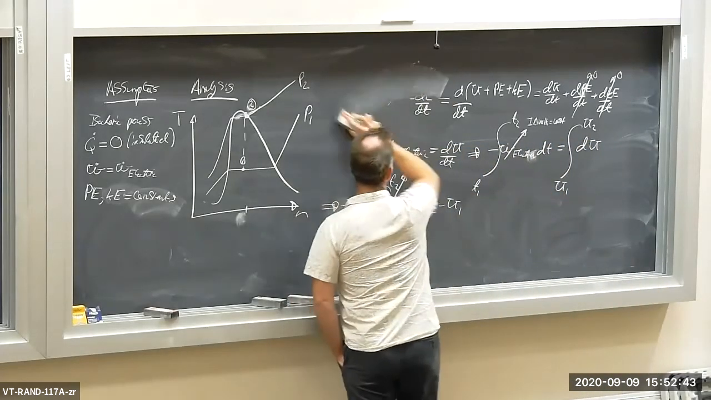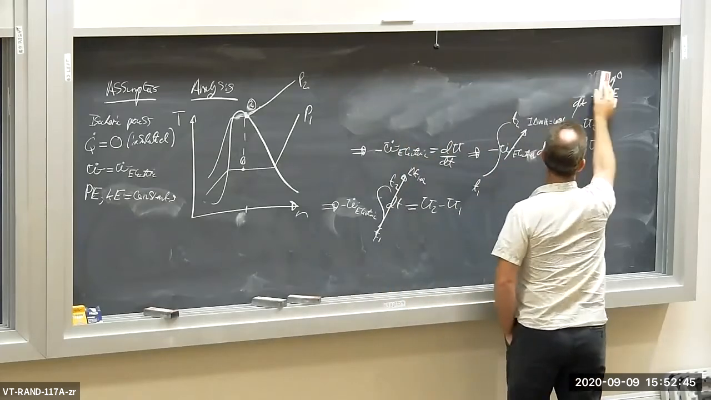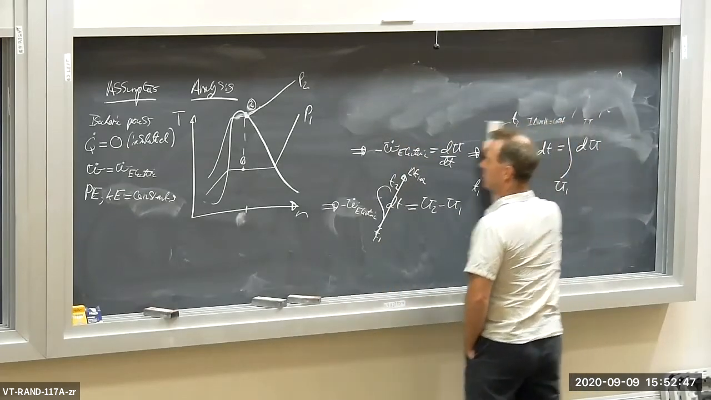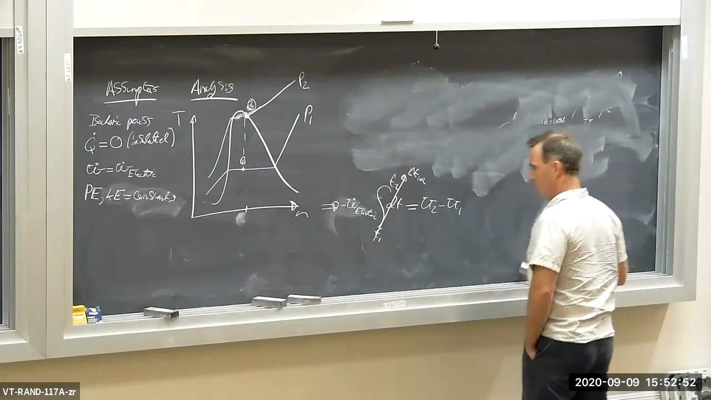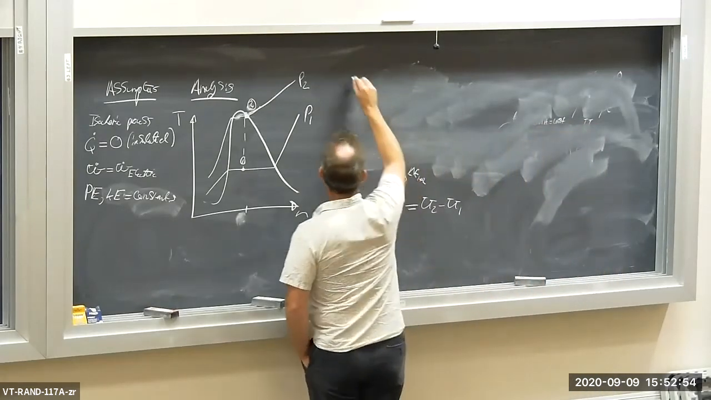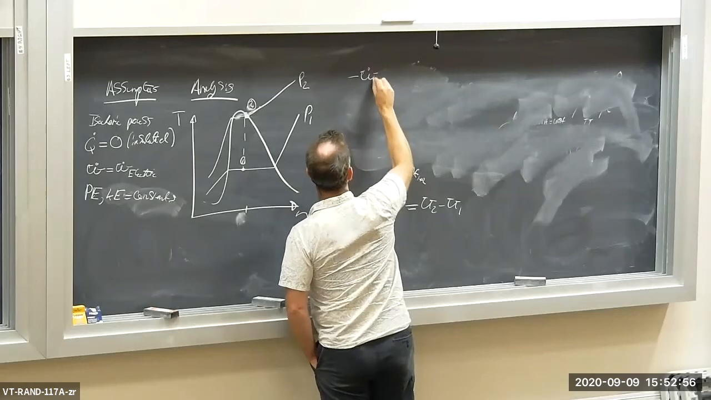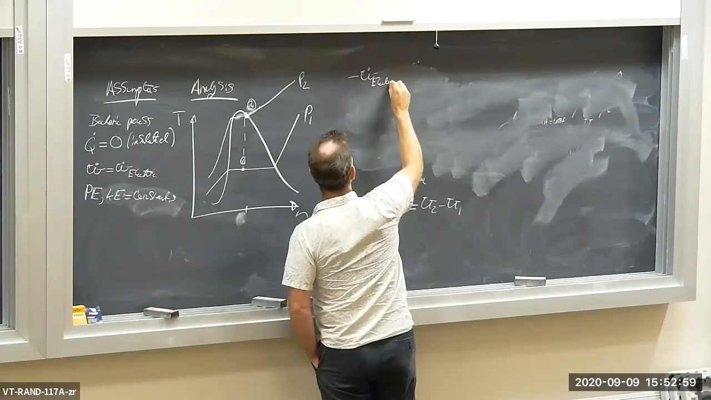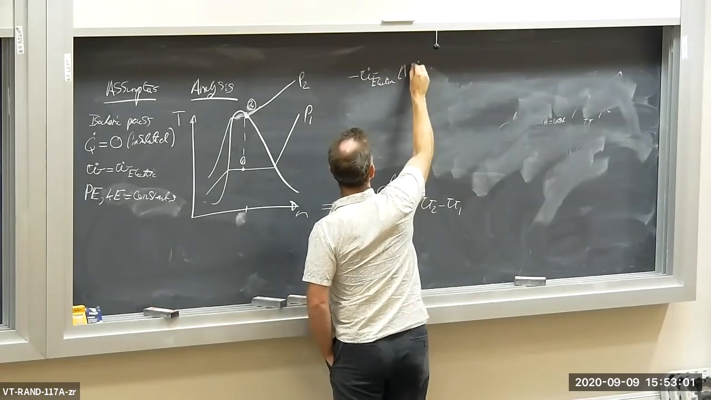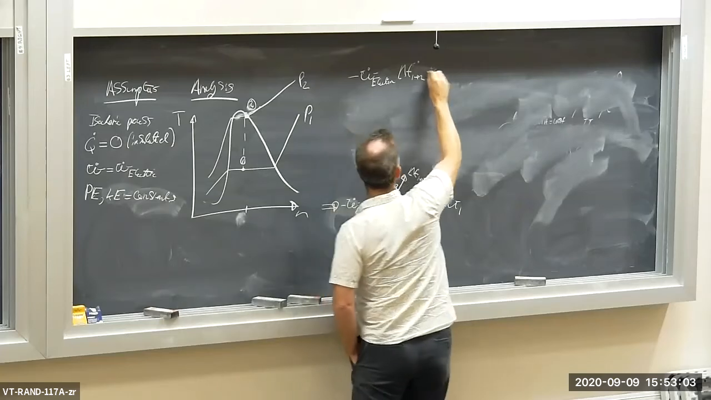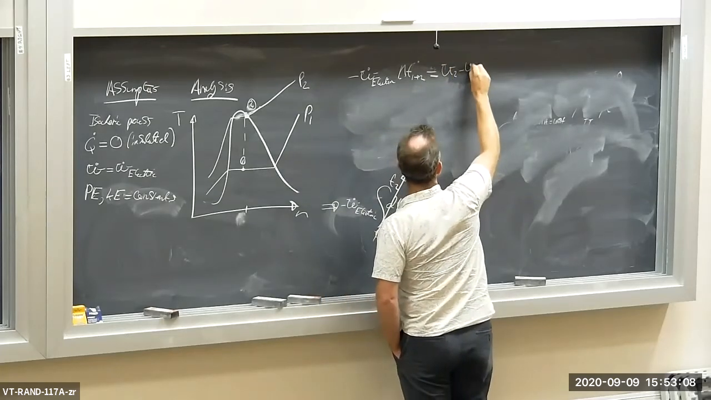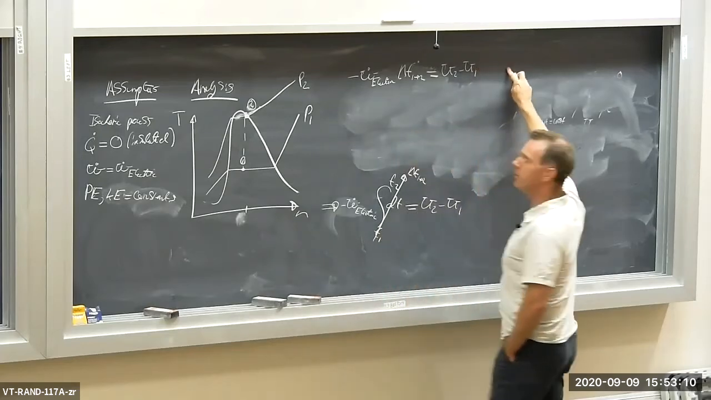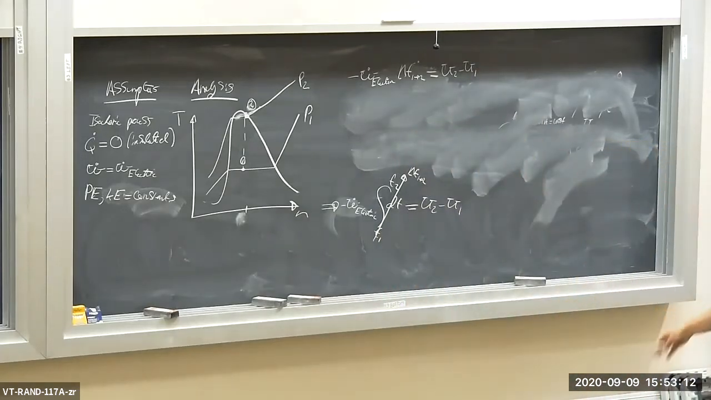Okay, let's write what we have. Negative W dot electric delta T from 1 to 2 is equal to U2 minus U1, or if you like, delta U from 1 to 2. But I'm going to write U2 minus U1.